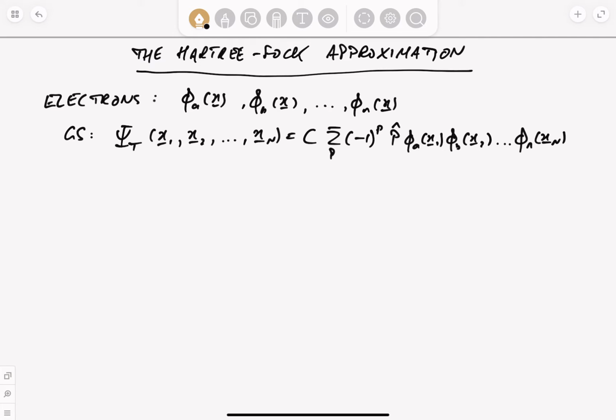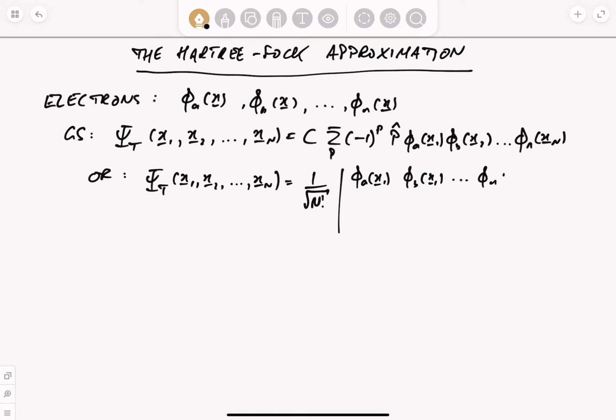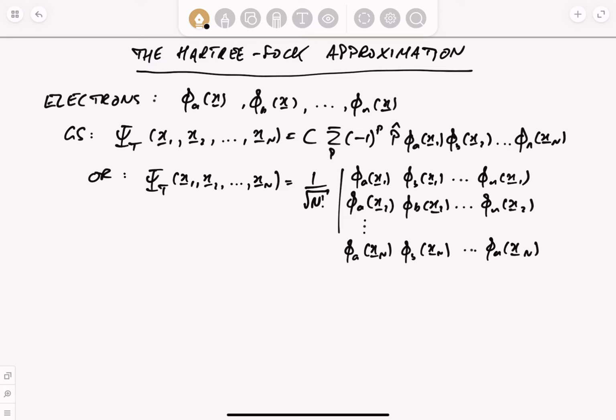This can also be written as a determinant, which is known as a Slater determinant. So here we're going to write psi T of x1, x2, etc. up to xN. And that's equal to, I'm going to give the normalization constant explicitly here because it's quite easy to see from the determinant. Then we have phi a of x1, phi b of x1, dot, dot, dot, phi n of x1 going along the rows, and then going down the columns we have phi a of x2, phi b of x2, dot, dot, dot, up to phi n of x2. That comes down to phi a of xN, phi b of xN, dot, dot, dot, phi n of xN.